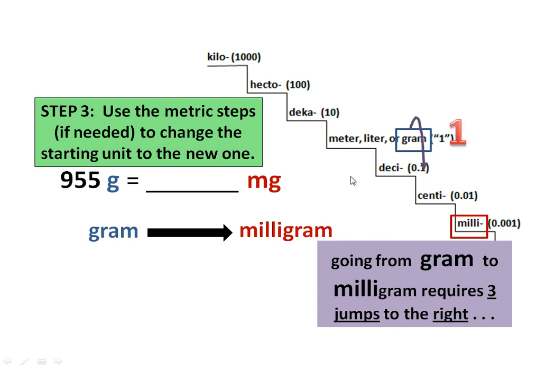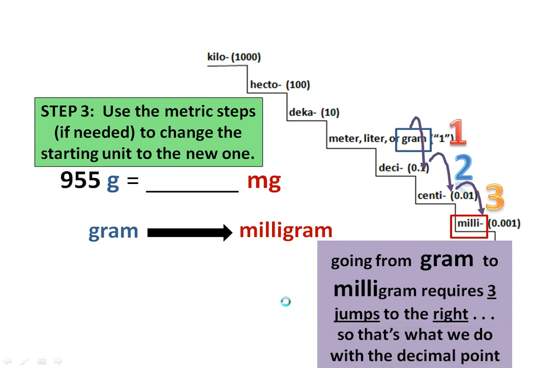So let's check that. That's 1 jump, going to the deci line from gram. 2 jumps takes us from deci to centi, and 3 jumps takes us from centi to milli. So that is 3 jumps to the right. That's what we're going to do with our decimal point to get our answer.